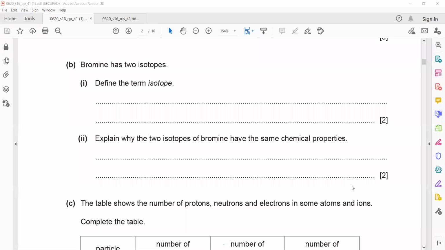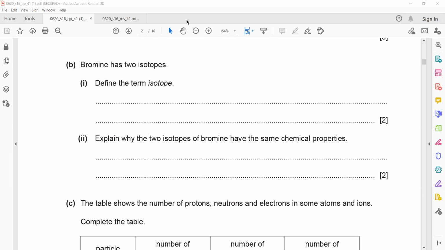Atoms of the same element with the same proton number but different neutron number. Same proton, electron but different neutron are atoms of the same element. So atoms of an element that have the same number of electrons, protons but different number of neutrons.